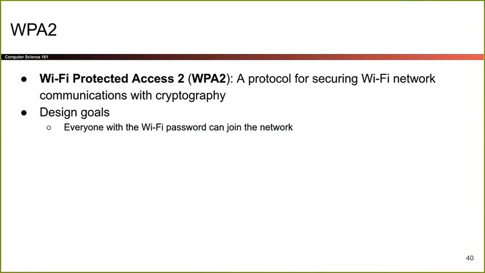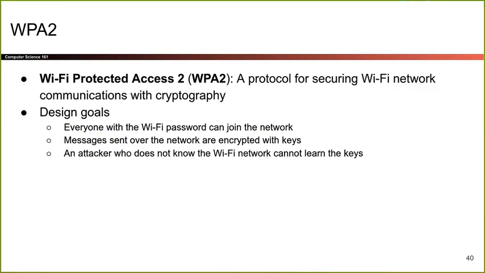So there are a couple of goals we want when we're designing WPA2. Everyone who has the Wi-Fi password should be able to join the network. That makes sense, right? If I have the Wi-Fi password, I can use the Wi-Fi. Any messages sent over the network should be encrypted with a key. So that way, an attacker who doesn't know the password cannot read messages sent over the network. So we're trying to stop attackers who do not have the password, but want to use the network or want to read messages that are sent over the network. And that's our goal for WPA2.